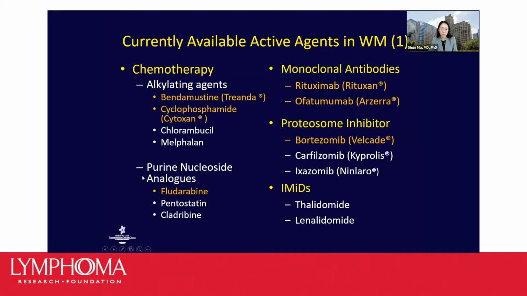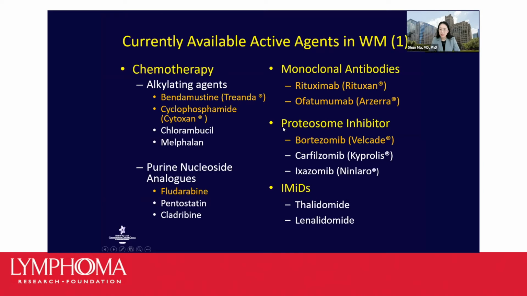Another category of chemotherapy is called purine analogs. The one that's most commonly used is fludarabine. Between these two classes of chemotherapies, the alkylating agents are much more commonly used because there's less long-term toxicity compared to the purine analogs. And then the next big category is immunotherapy with monoclonal antibodies. We're going to talk about Rituximab, or Rituxan. Many patients who have been through treatment might have seen this agent. Another similar monoclonal antibody is called ofatumumab.